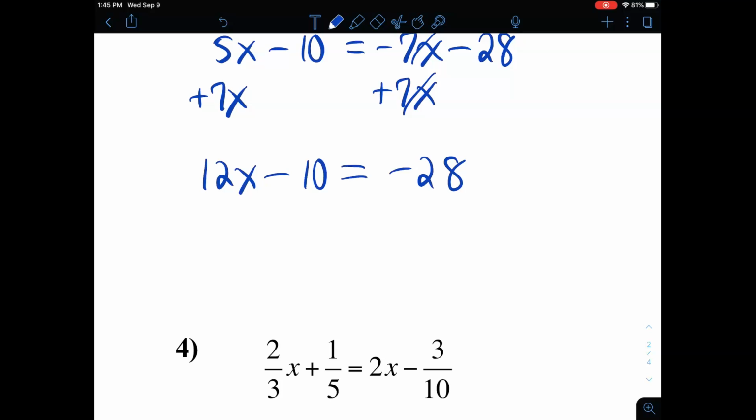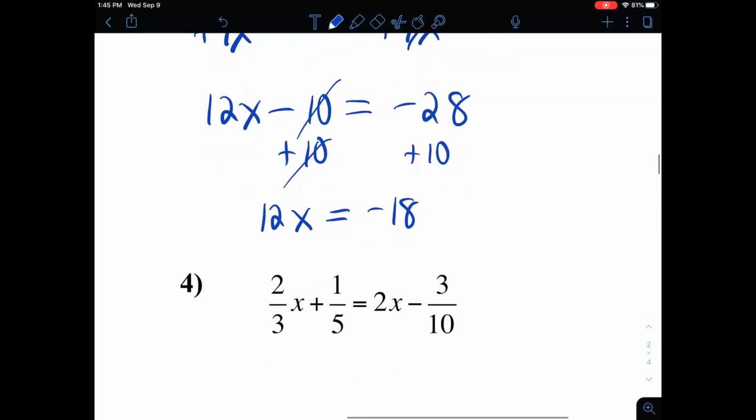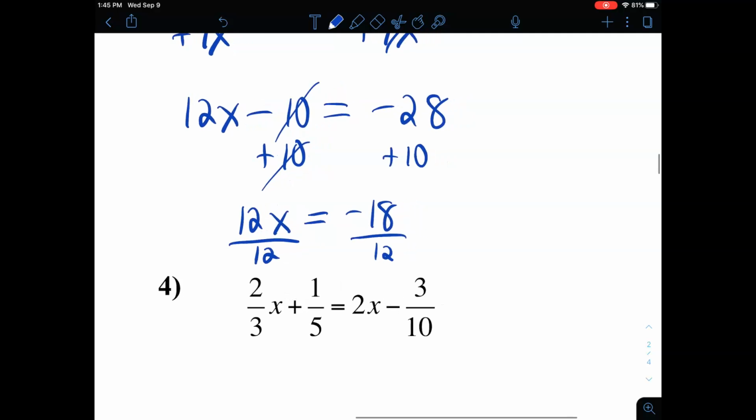Now to solve for x, we're gonna divide by 12 or subtract 10. We're gonna add 10, sorry, I meant to say add 10. 12x equals what, negative 18? Last step is to divide by 12.